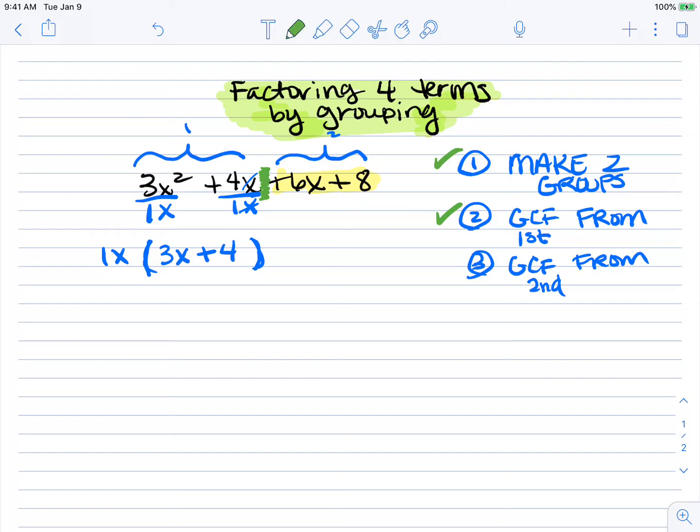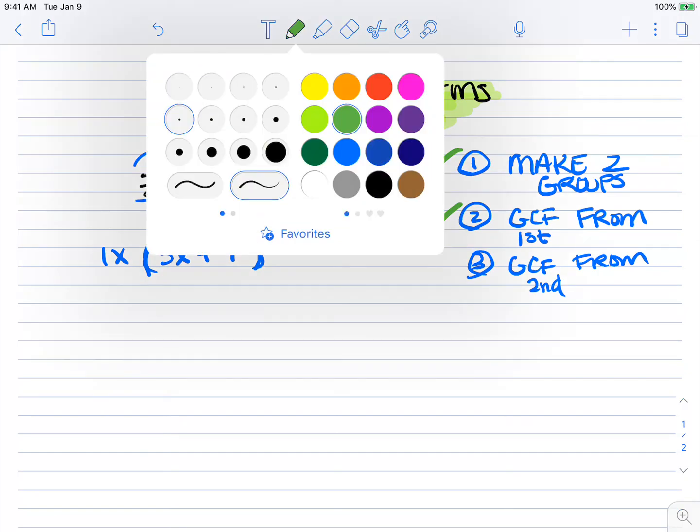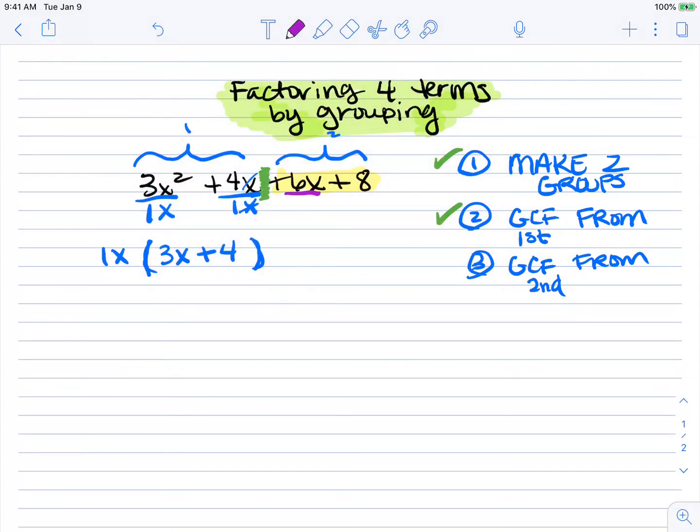And the biggest number that's going to go into both of these, so they're both going to be divisible by 2. 2 is the biggest number that goes into 6, and 2 is the biggest number that goes into 8. And then I want to know the most amount of x's I can divide in, but this one right here doesn't have any x's at all. I can't divide an x out of something that doesn't have an x, so I'm not dividing out any x's.